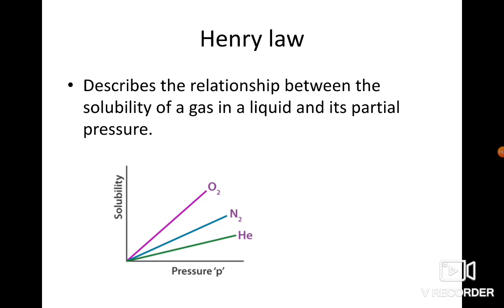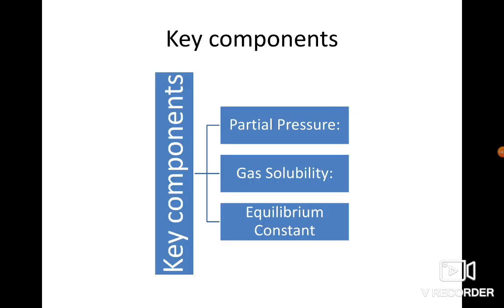If it is directly proportional, it means the relation is a linear line. If you plot the graph between solubility and pressure, it shows a straight line, but for different gases it will be different, because the solubility of different gases is different and their particle spacing is different.